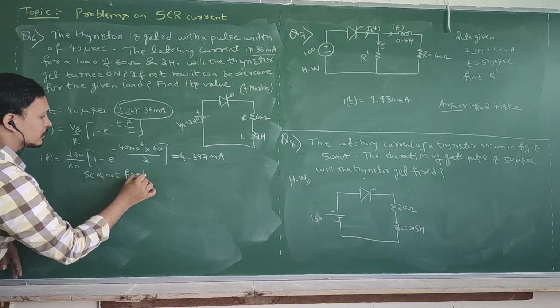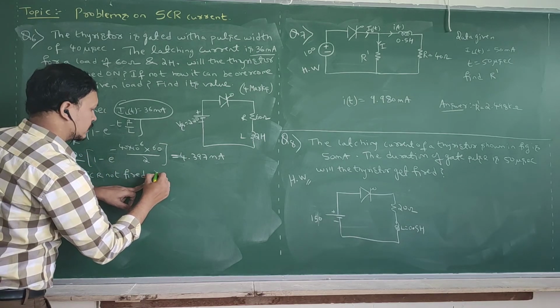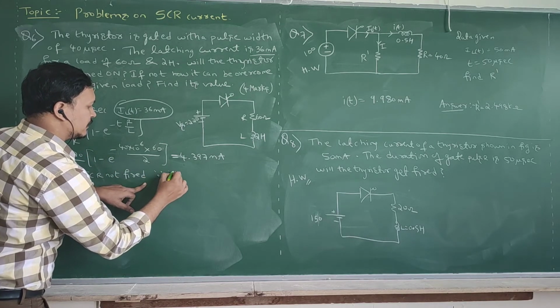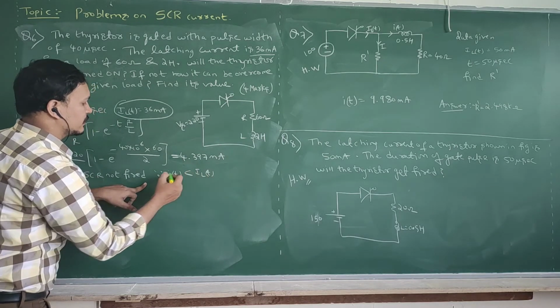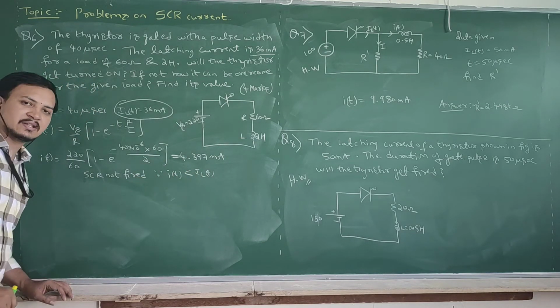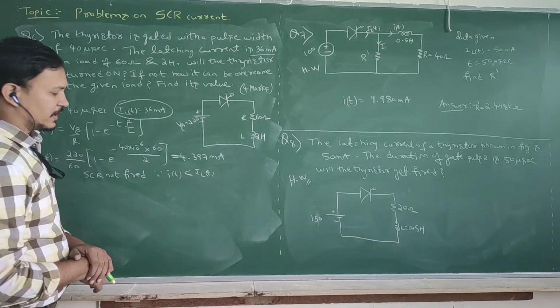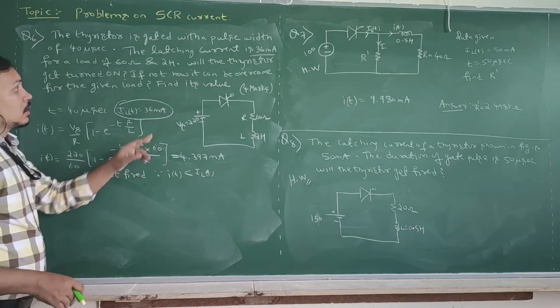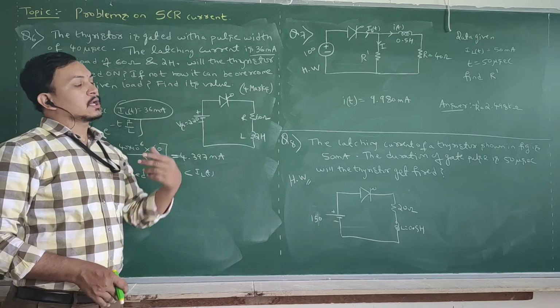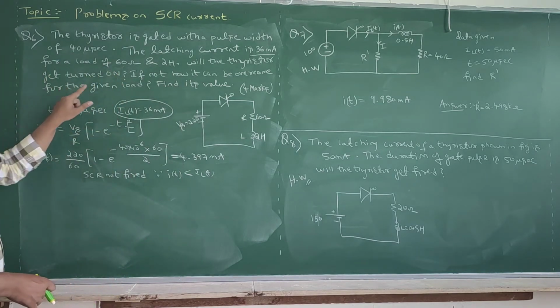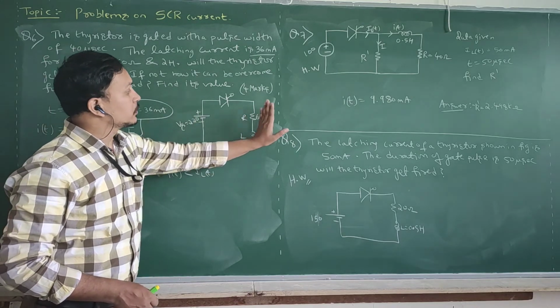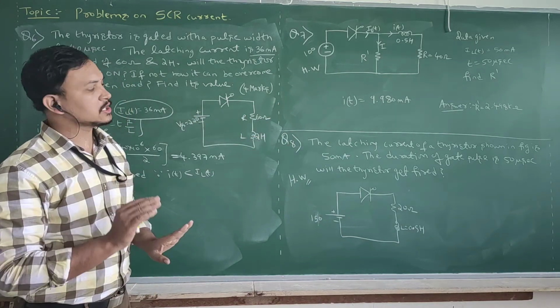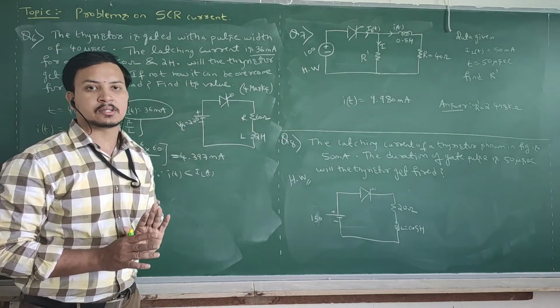SCR not fired. Why? Because I of t value is less than the latching current. Your circuit current is lesser than latching current, then SCR will not fire. Then, if not, how can it be overcome for the given load? Okay, so this is a load only. You cannot put additional resistance. Now in this problem, you cannot put additional resistance.